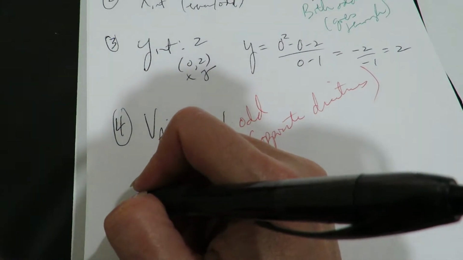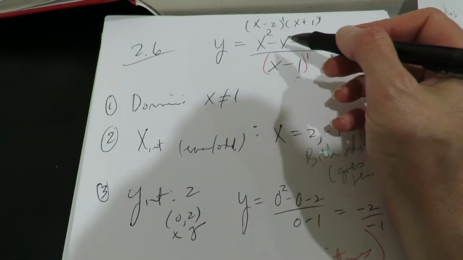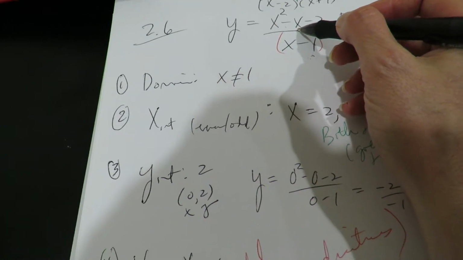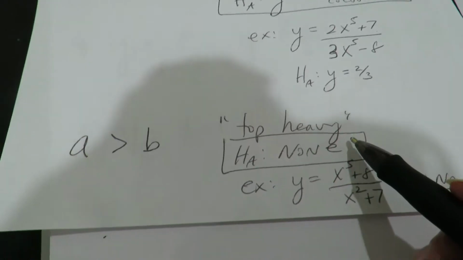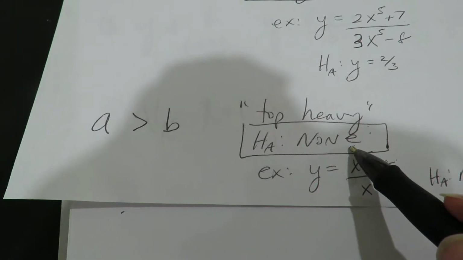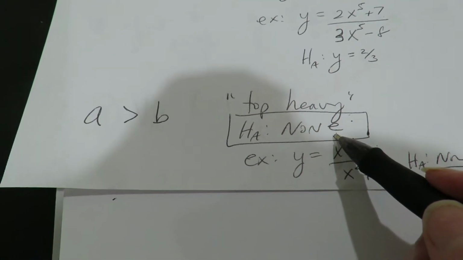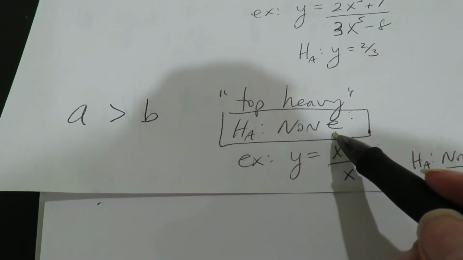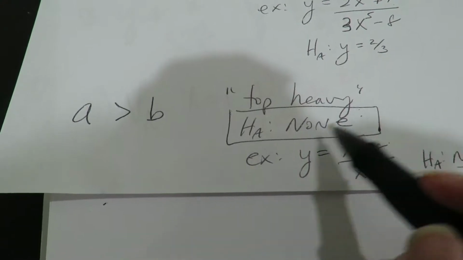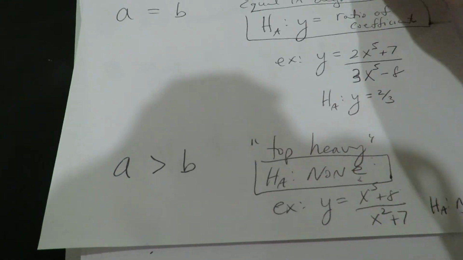And then it doesn't have a horizontal asymptote because it's top heavy, right? If it's top heavy, it'll never have an HA. So you cannot have both a horizontal and a slant. That's impossible. Because to have a slant, you have to be top heavy by 1. And if you're top heavy in any case, you don't have an HA.